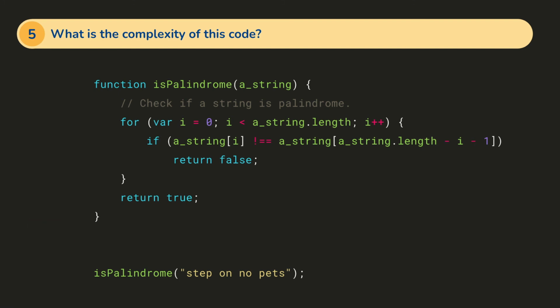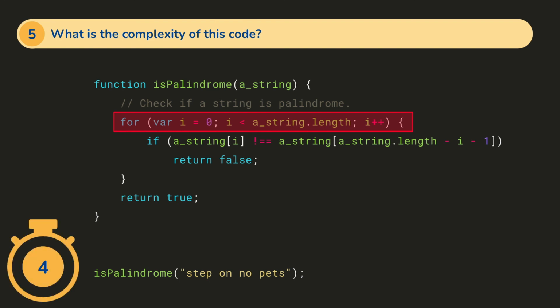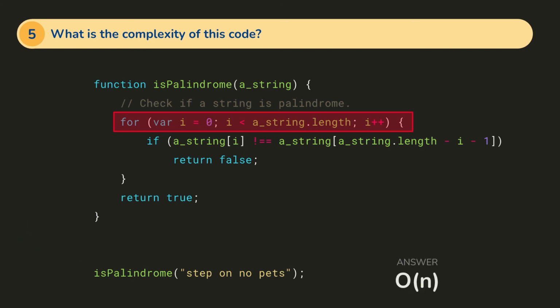The key is determining how many times the for loop is being executed. With this in mind, what's the complexity of this function? Okay, the for loop goes through the whole string, so the complexity is big O n, where n is the length of the input string.